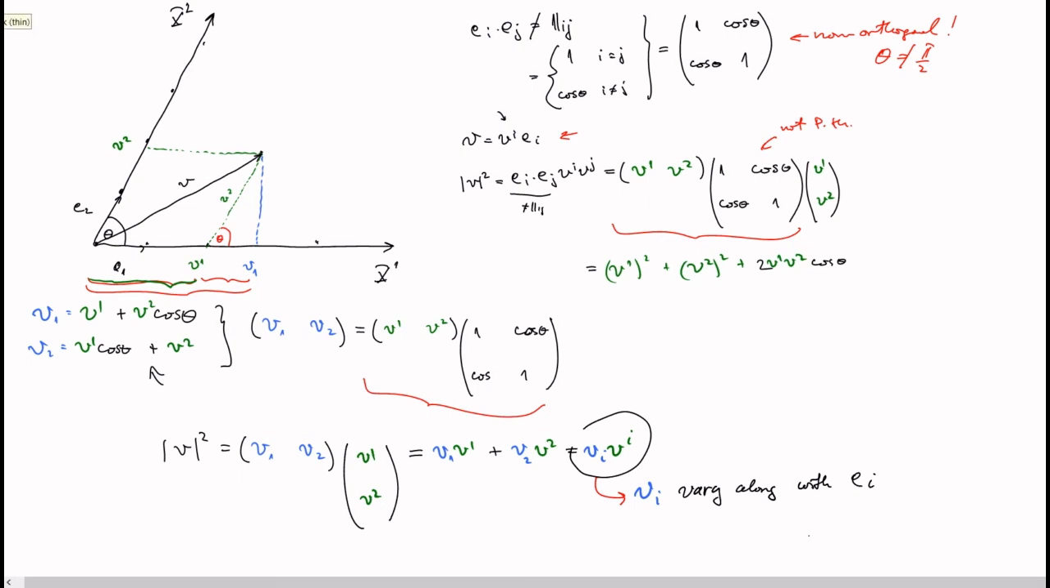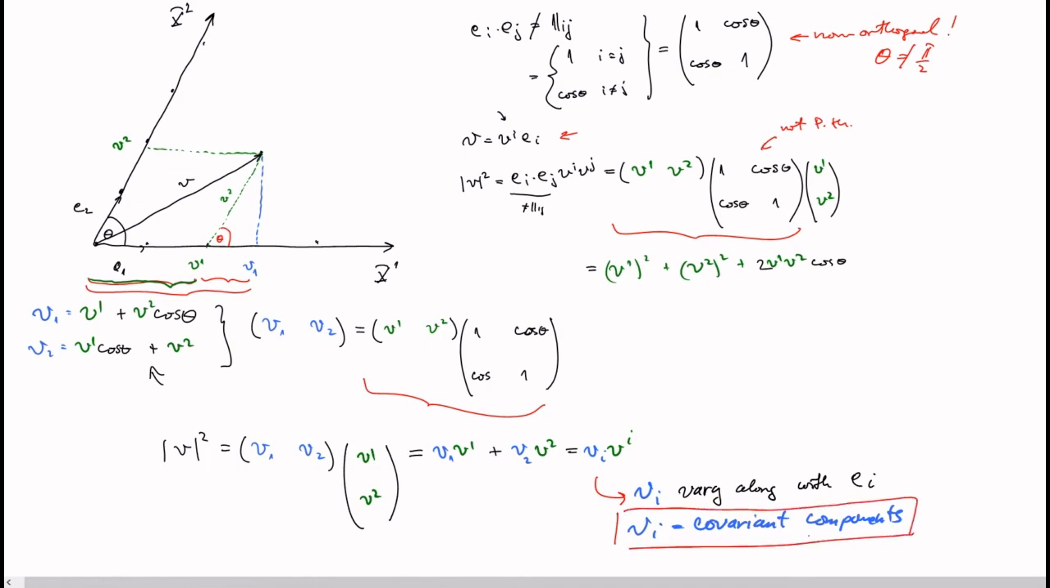And this is why you call these blue components covariant components, because they vary along, or co-vary, with the basis vectors. Okay, nice. So we have contravariant and covariant components, and they have a meaning.